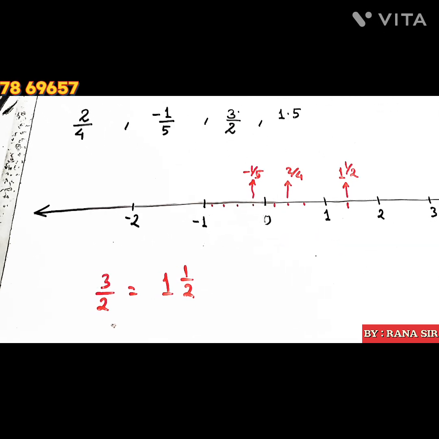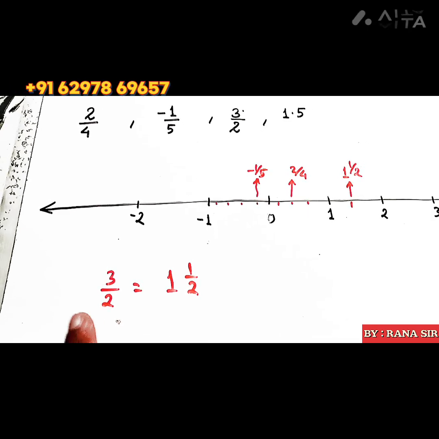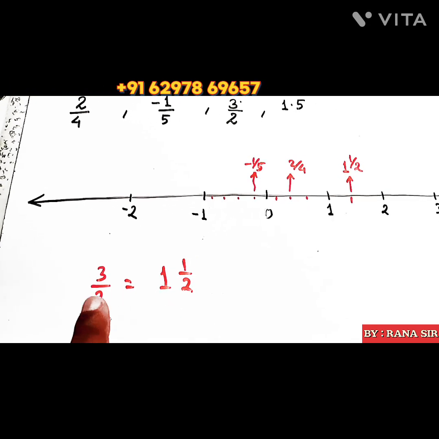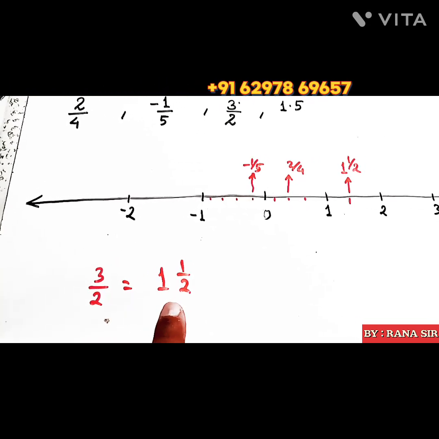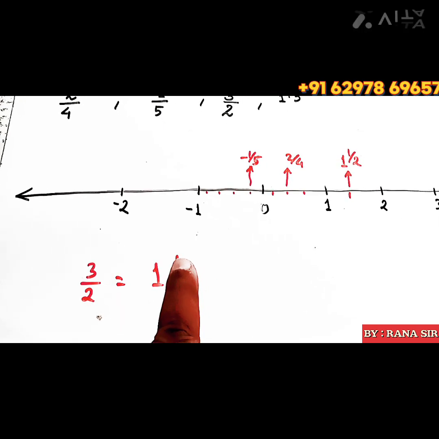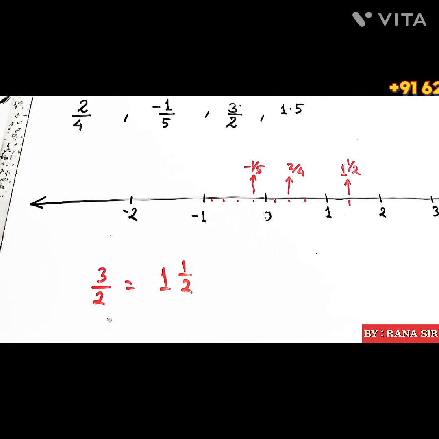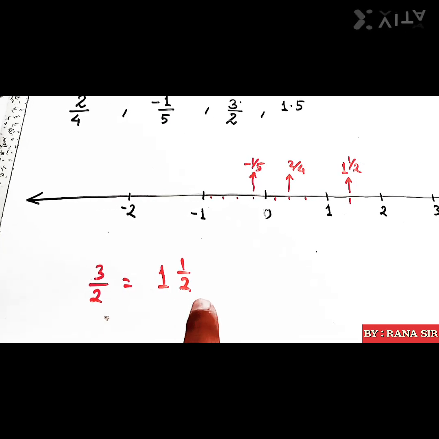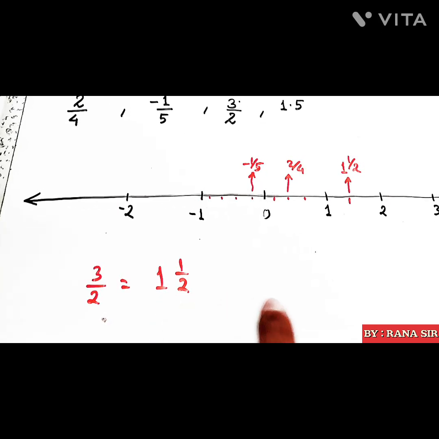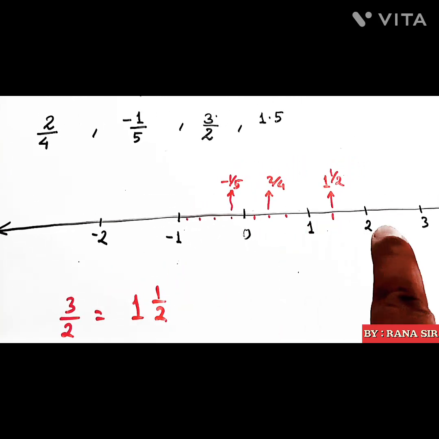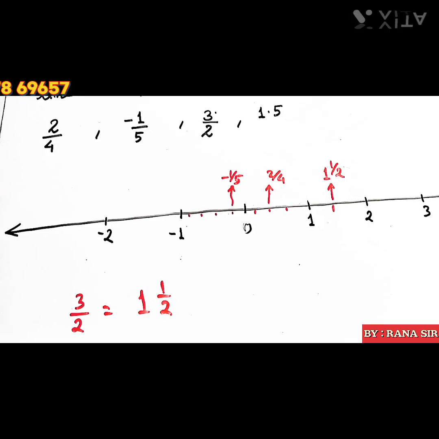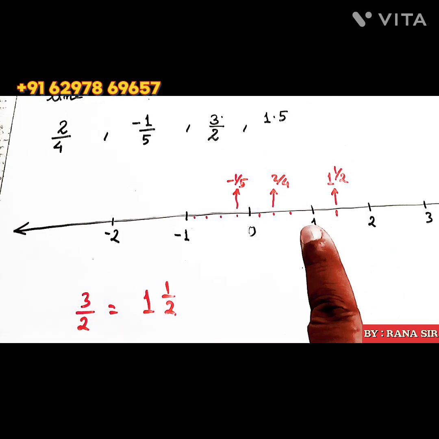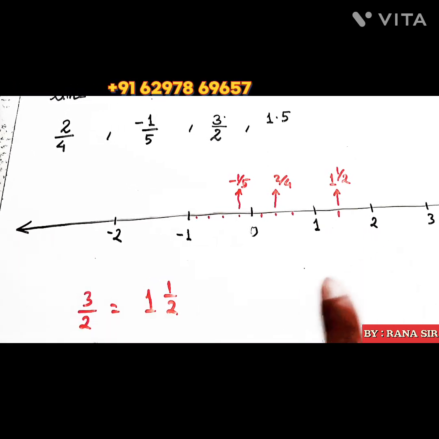Next is 3 by 2. It can be expressed as 1.5. 2 goes into 3 how many times? 1 time. 2 ones are 2. What is the remainder? 1. 1 and 1 by 2 is a mixed number. So what does this have? An integer and a fraction. 1.5. So it lies between 1 and 2.